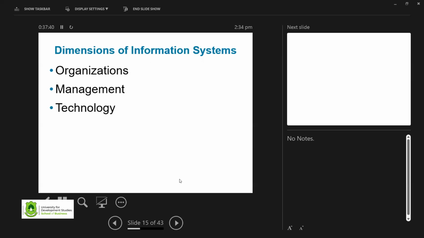Now we look at the dimensions of information systems. There are 3 dimensions I want us to look at: organizational, management, and technology dimension. In some way, we have looked at some of them. If you look at the technology dimension of information systems, we're basically looking at the technical aspect of information systems. And then the organizational and management dimension comes under the social or non-human. In the organizational context, we are looking at how information systems will serve different levels in our organization.